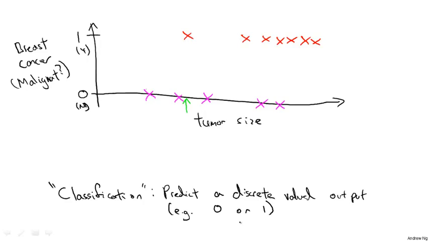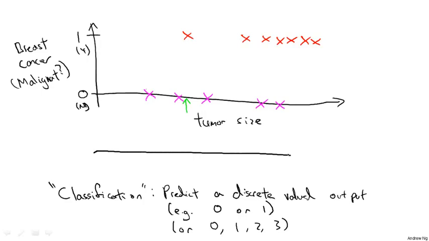Or more generally, if you have a small number of discrete value outputs, for example, if you have, say, 3 different types of cancer, so you might output 0, 1, 2, or 3. No cancer, or cancer type 1, or cancer type 2, or cancer type 3. We'd also call this a classification problem. But to contrast this with a regression problem, where the goal is to predict a real value, whereas in a classification problem, we have a small number of discrete values that we're trying to choose amongst.